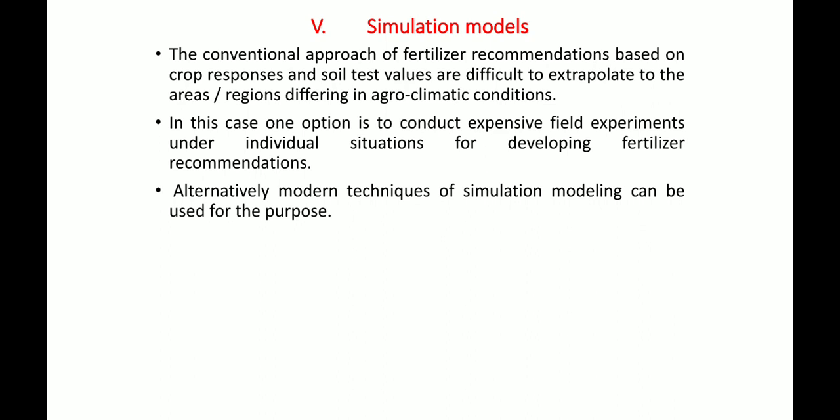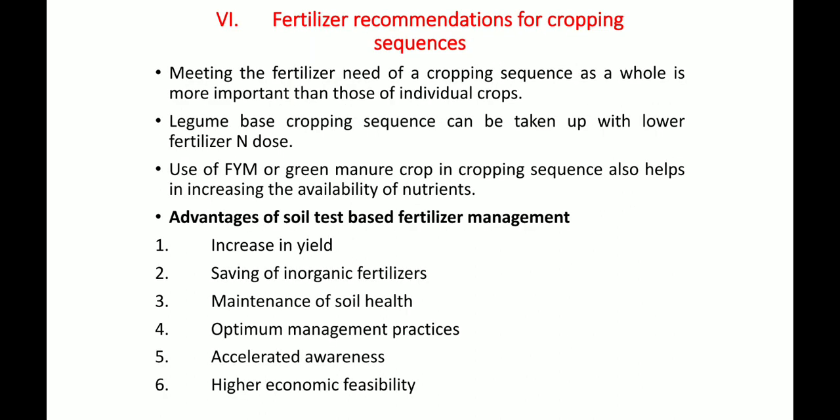In this case, one option is to conduct expensive field experiments under individual situations for developing the fertilizer recommendation. In the simulation model, we can conduct different types of these field experiments regarding fertility or fertilizer recommendations for different crops. Alternatively, the modern technique of simulation modeling can be used for this purpose. Recently, there are crop simulation models, then the crop model, then the mechanistic model, then the statistical model. These are the different types of models which are used for the evaluation of these fertilizer recommendations.